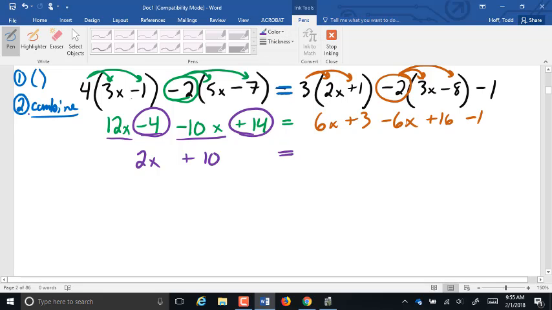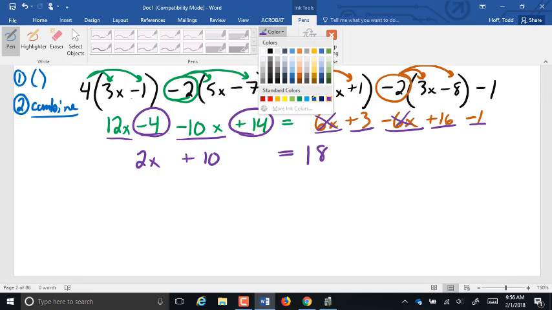Now we're going to the second thing again, is to combine or simplify anything we can. We've got 6x and negative 6x makes 0x, cancels out. Now we've got 3, 16, and negative 1 make 18. That's what that adds up. 3 and 16 add up to 19, minus 1 is 18.